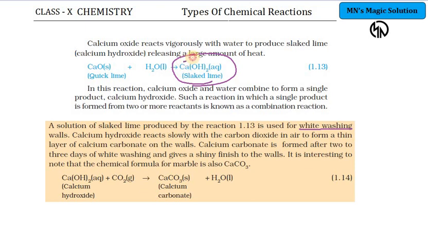But how does this form? What we buy from the shops is calcium oxide. The calcium oxide powder is mixed with water in order to use it for whitewashing. This calcium hydroxide reacts slowly with the carbon dioxide present in the air. This is the reaction: calcium hydroxide reacting with carbon dioxide gives calcium carbonate and water. This calcium carbonate is what gives the shiny finish to the walls at the end.